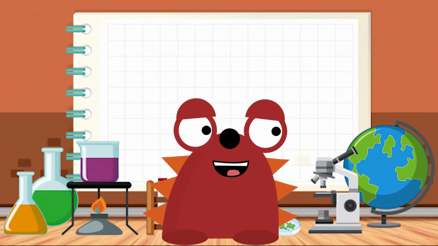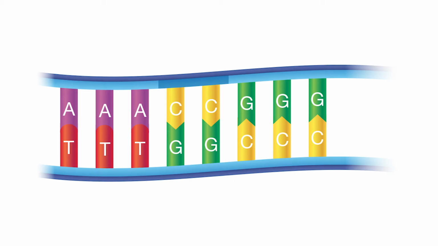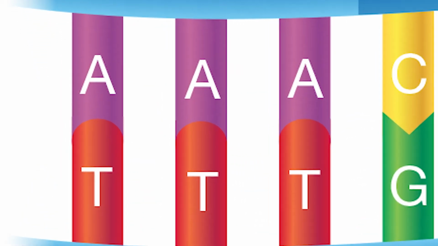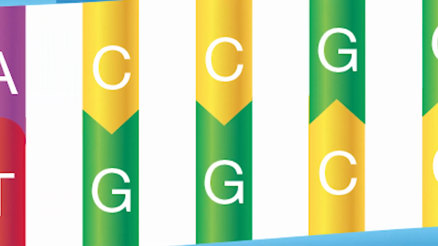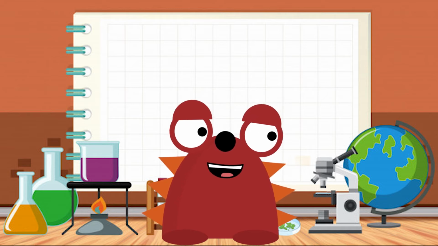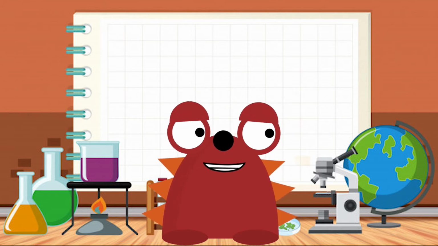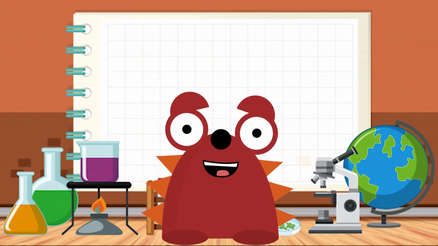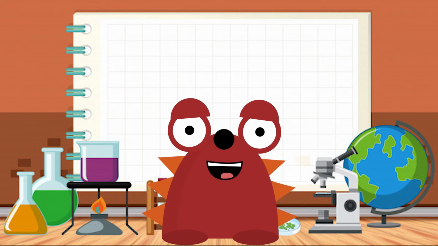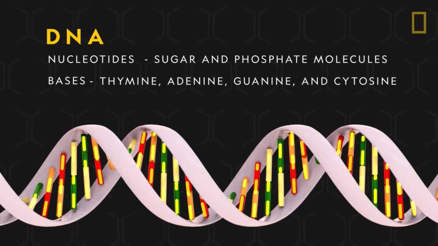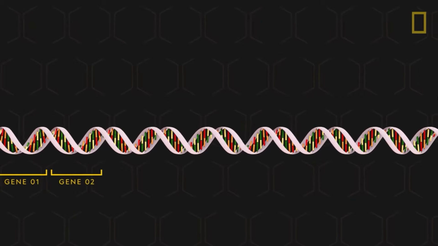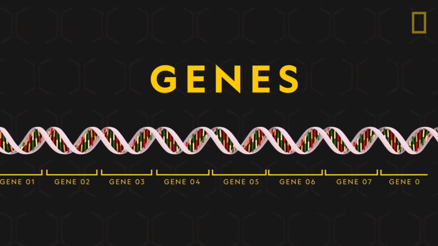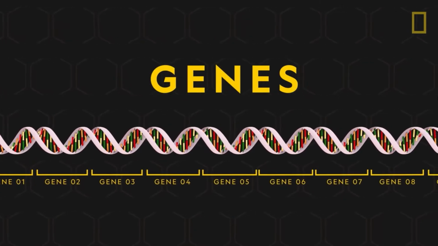Where the two strands connect, A always pairs with T, and G always pairs with C. These paired bases fit together like the pieces of a puzzle. Combinations of alphabet letters make meaningful words. Likewise, combinations of DNA base pairs make genetic words called genes. A gene is a specific segment of DNA that provides instructions for an inherited trait.